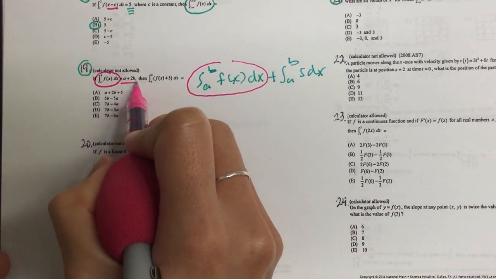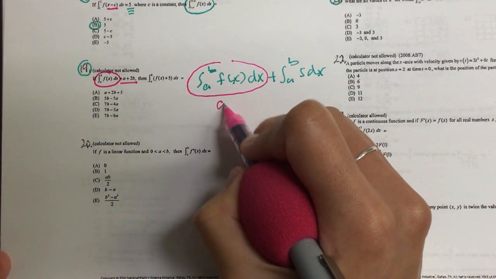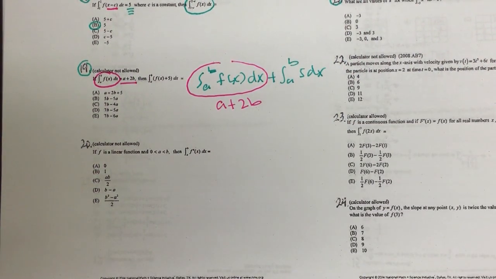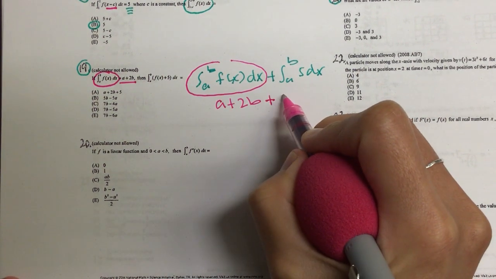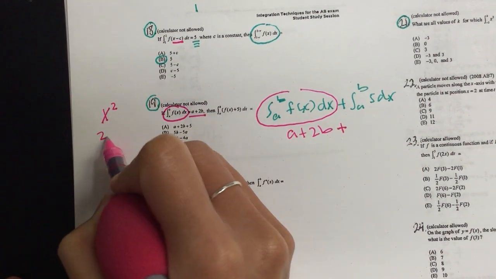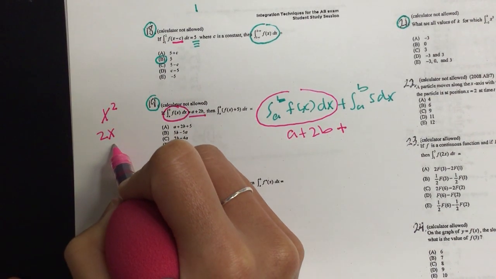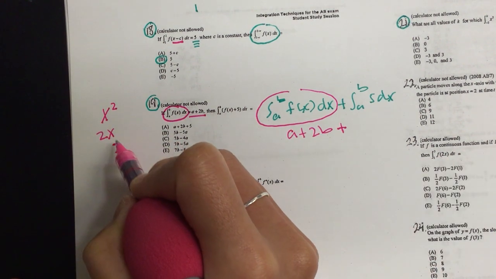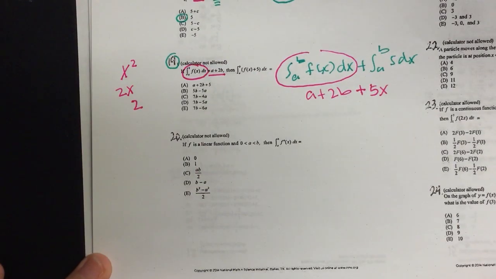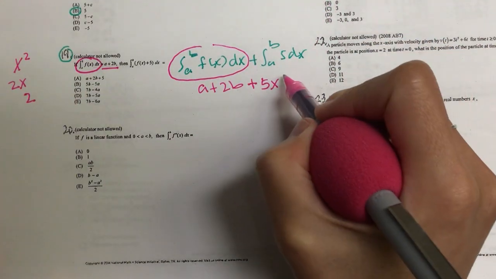So could I just plug in a plus 2b for that piece? So we have a plus 2b. And then let's go ahead and integrate the 5. What is the antiderivative of 5? What is the derivative of x squared? 2x. What is the derivative of 2x? 2. So if the antiderivative of 2 is 2x, the antiderivative of 5 must be 5x. That's okay though. We needed that little reminder, right? Yep. And then this is going from a to b.